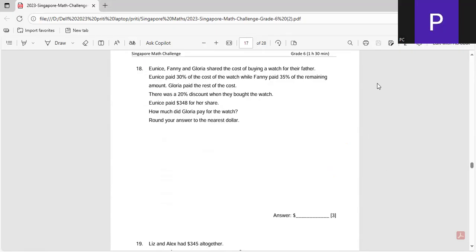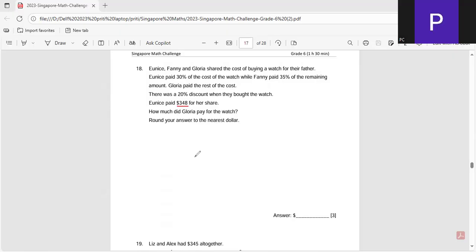Question number 18. Eunice, Fanny, and Gloria shared the cost of buying a watch for their father. Eunice paid 30% of the cost, while Fanny paid 35% of the remaining amount. Gloria paid the rest of the cost. There was a 20% discount when they bought the watch. Eunice paid $348 for their share. How much did Gloria pay for the watch?